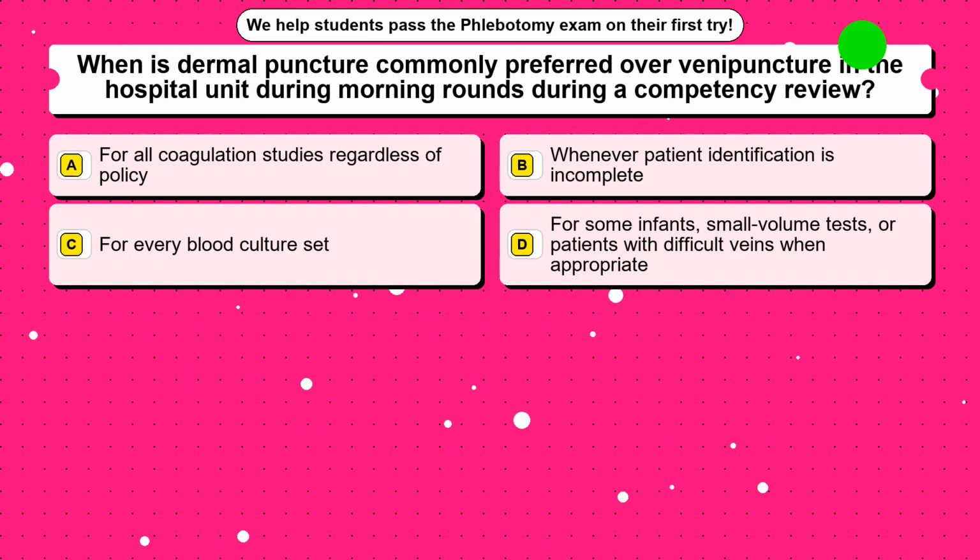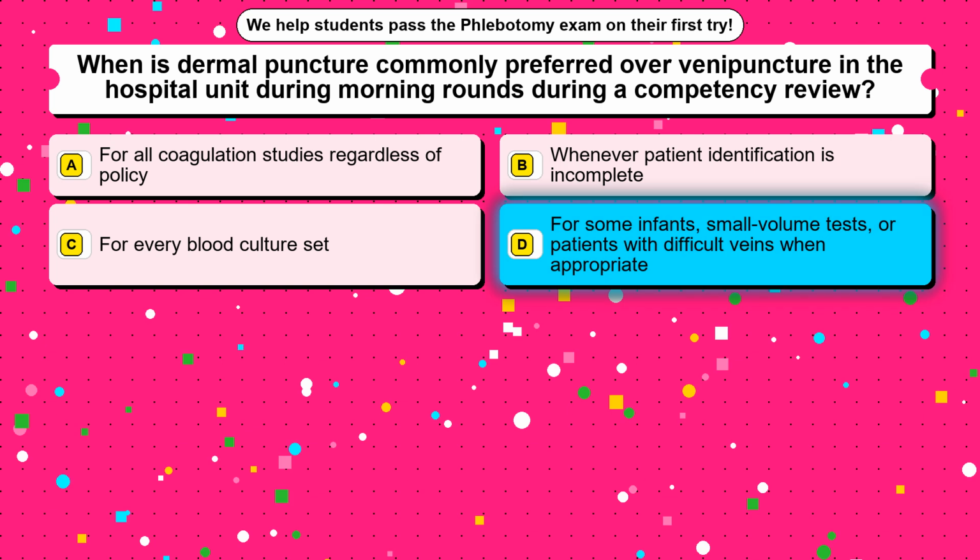Question 68. When is dermal puncture commonly preferred over venipuncture in the hospital unit during morning rounds during a competency review? Option A. For all coagulation studies regardless of policy. Option B. Whenever patient identification is incomplete. Option C. For every blood culture set. Option D. For some infants, small volume tests, or patients with difficult veins when appropriate.